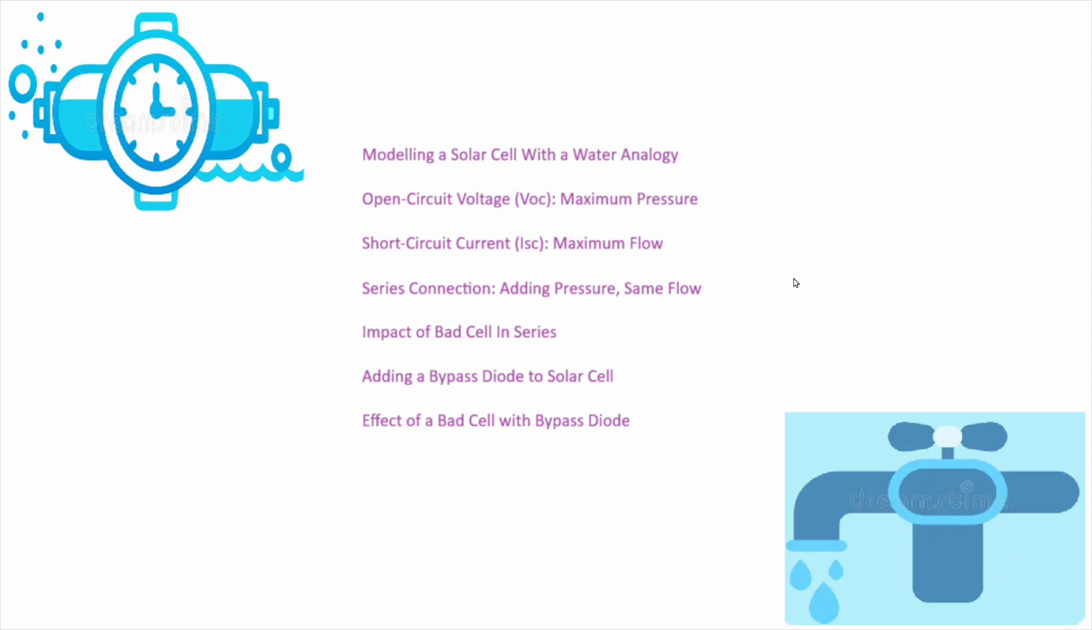Hi, today we'll model a single solar cell, explain VOC and ISC, cover series connections, look at bad cell impacts and hotspots, and show how bypass diodes can help.